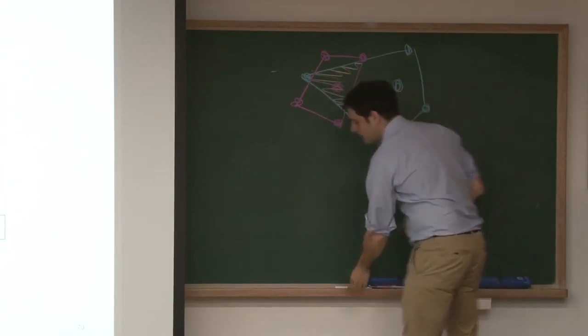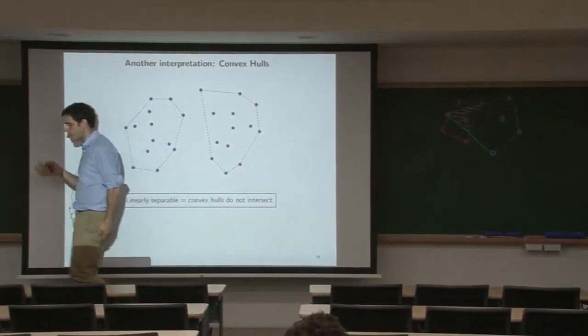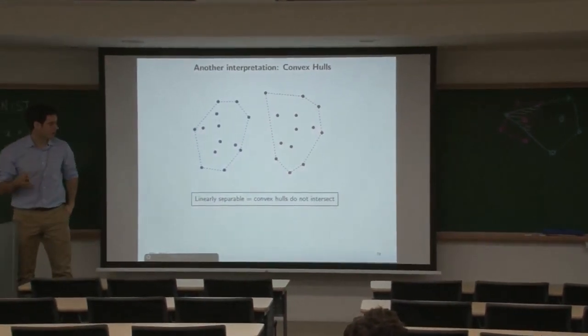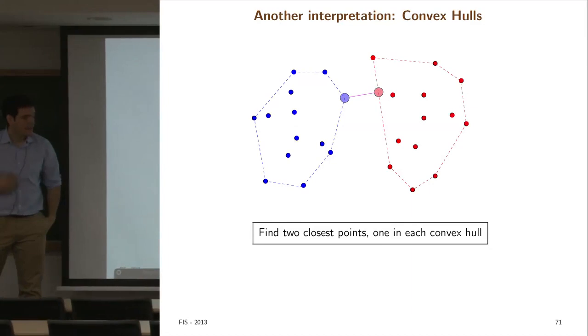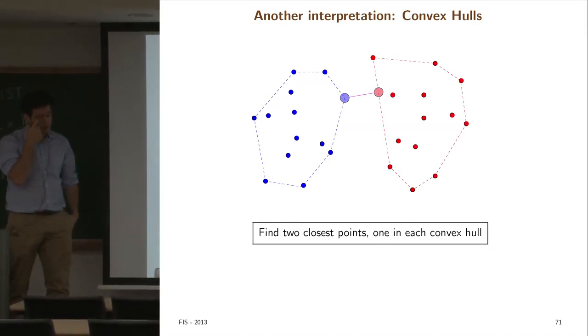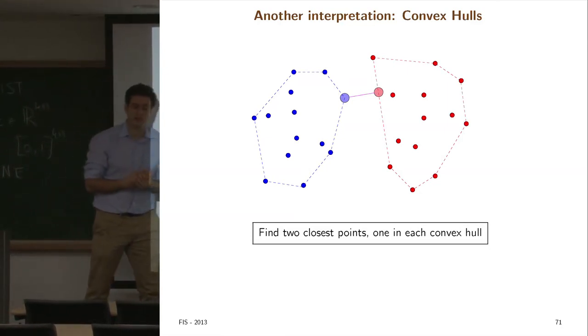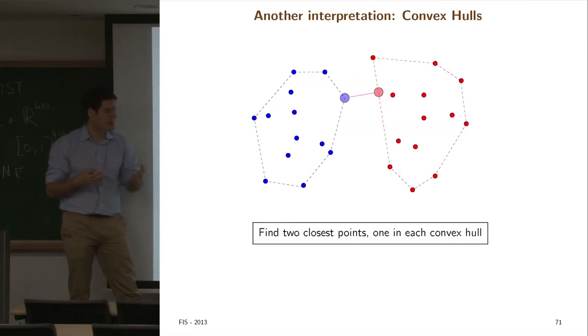Okay. Well, it's very easy to prove that if two sets of points are linearly separable, then their convex hulls do not intersect. In that case, you can find the red point in the red set and the blue point in the blue set which are the closest to each other. So this is a program, that would be a linear program. It would be probably a quadratic program.